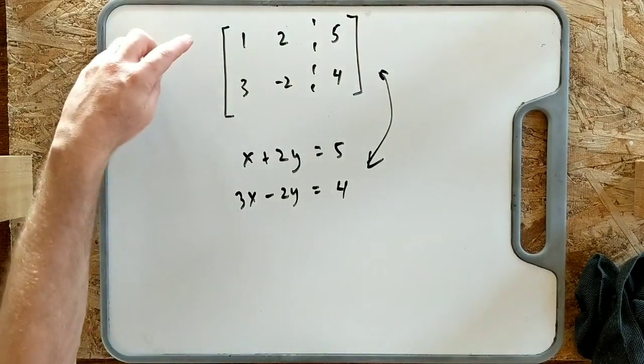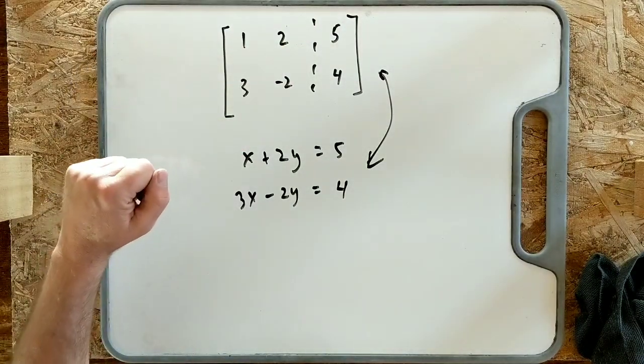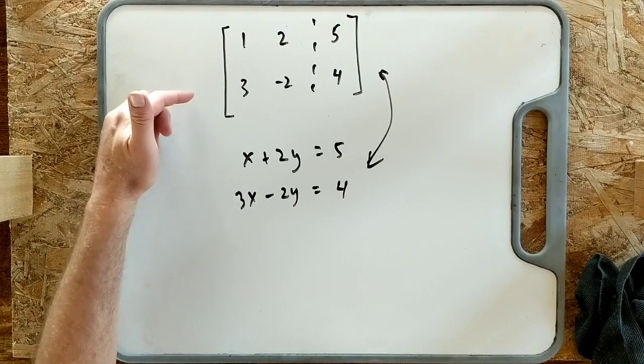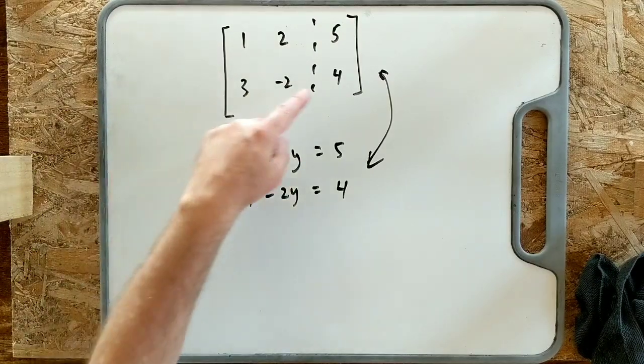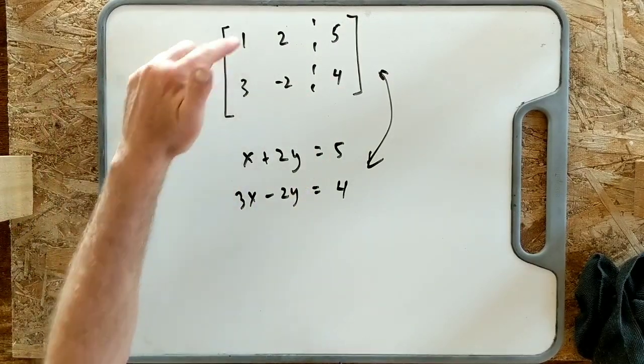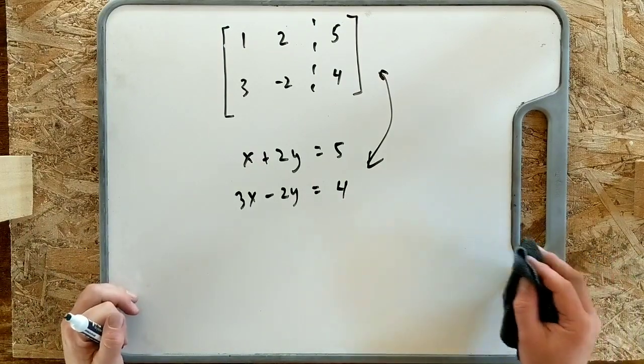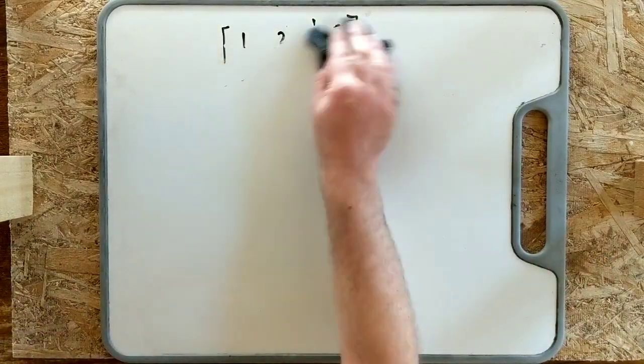Just again, matrix terms. This is a 2 by 3 matrix. A2,2, row 2, column 2 would be negative 2. A2,3 would be 4. A1,1 would be 1. Okay, there we go. Now I'm going to give you an equation to solve.